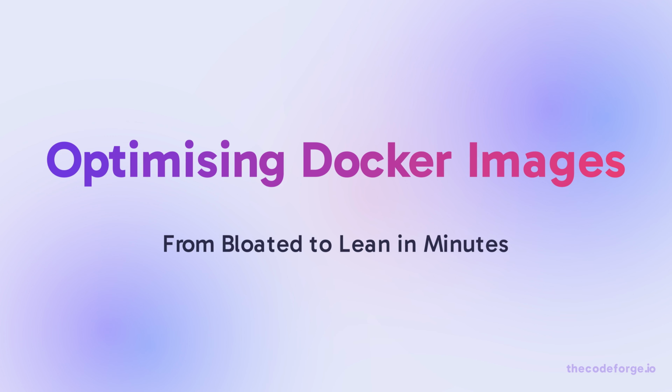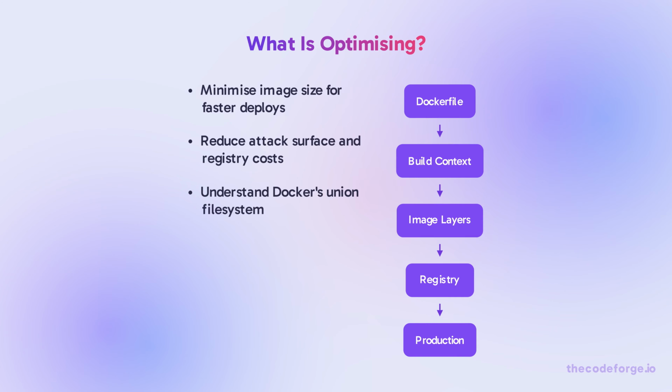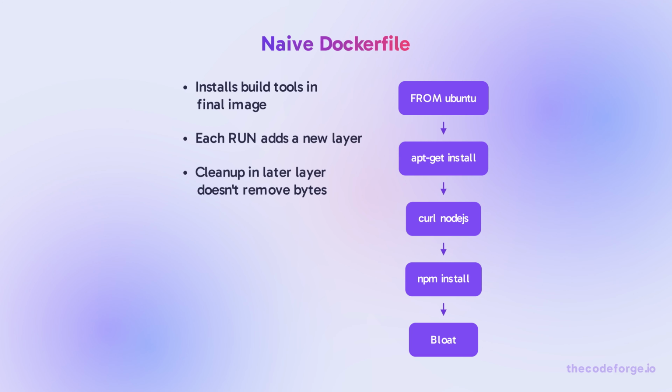Before we dig into that production issue, let's cover optimizing Docker images. Optimizing Docker images means reducing size by understanding layers. Each instruction adds a permanent layer. The goal is to ship only what's needed at runtime. A naive Dockerfile installs everything in one stage. Build tools like GCC and curl end up in the final image, bloating layers permanently.